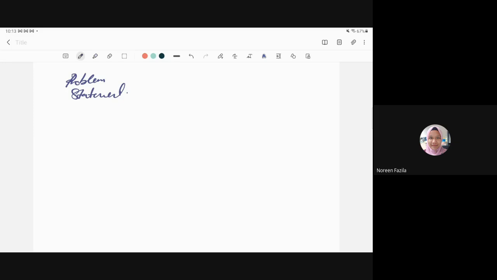What do you want to study? What is the problem? For example, like the bananas just now. When we blanch bananas, the texture is too soft. So that is the problem statement. We want to determine the effect of temperature on the texture of the banana, for example. So it will start with the problem statement.